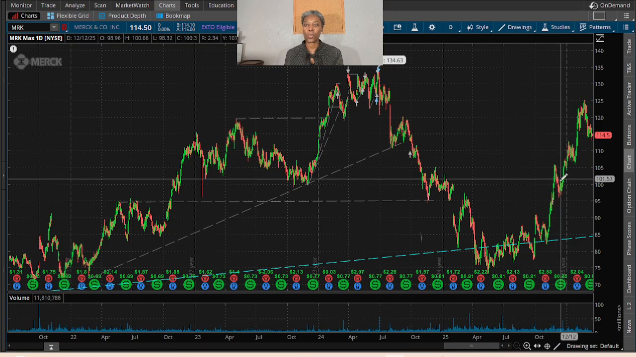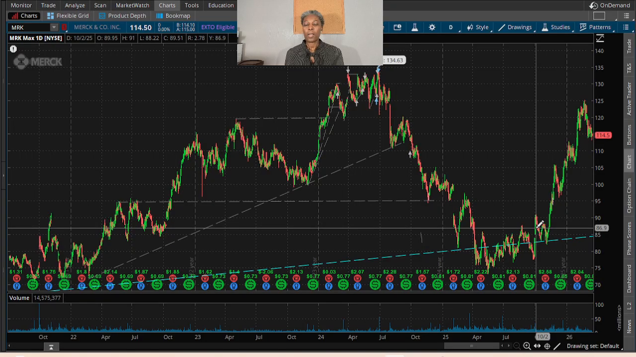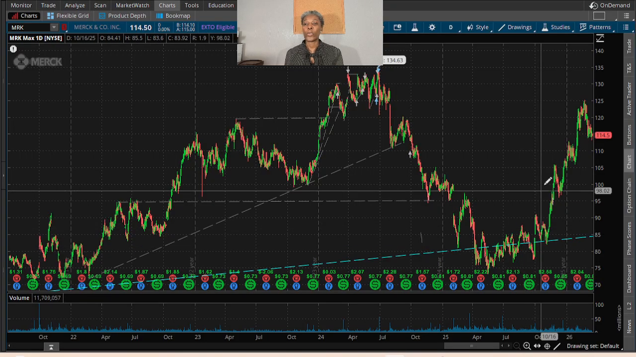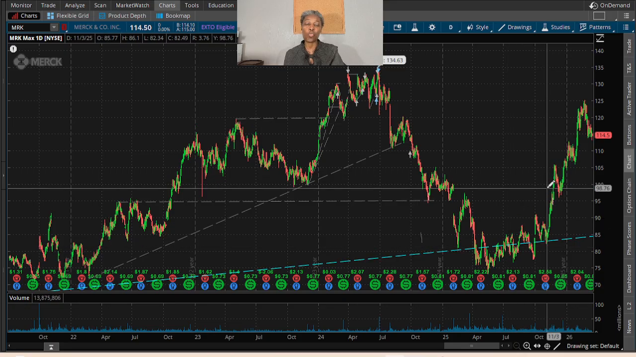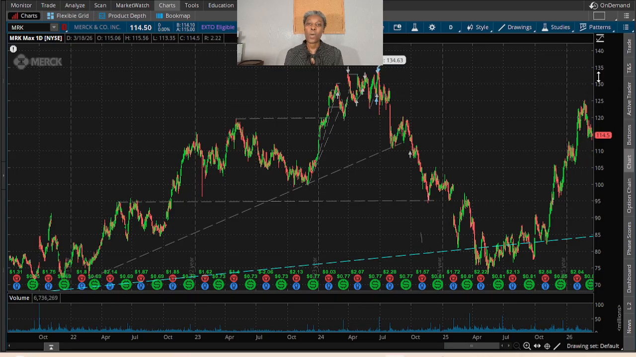So I will have the stock in my portfolio, and it's going to go through multiple swings before I sell it. That way I won't have to be too active buying and selling. This is a maximum daily chart. Every single bar is a daily time frame.